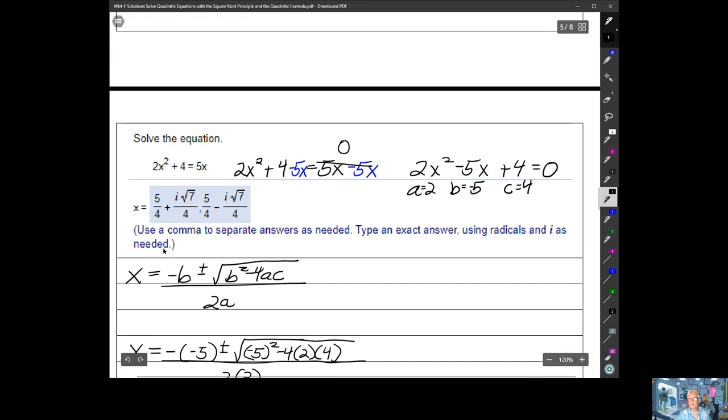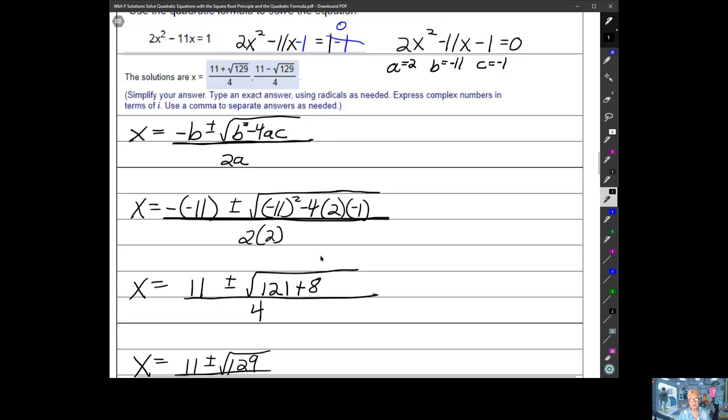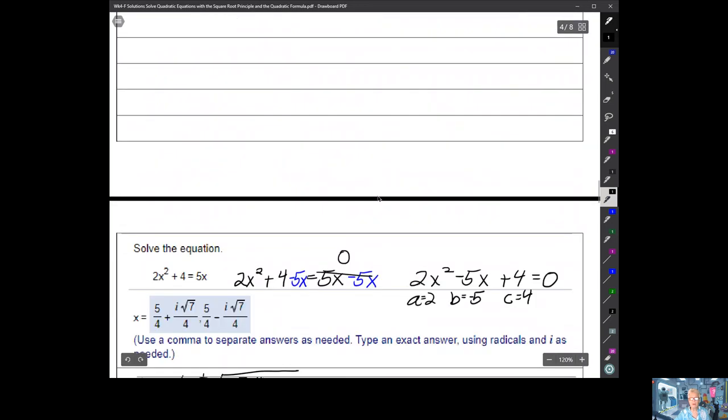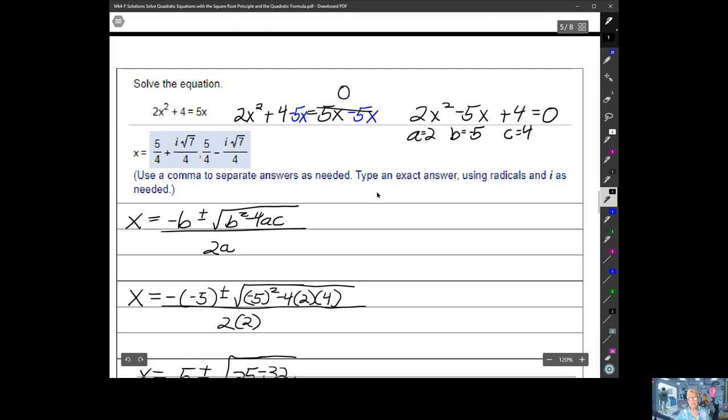So it doesn't say you actually have to put it in A plus BI form. On the other hand, back up here, simplify your answer. Type an exact answer using radicals as needed. Express complex numbers in terms of I. Use a comma to separate answers as needed. Here they don't say to use A plus BI form, but they do. So, given that you've got three chances for each homework problem, I would try it whatever way you like the first time. And if it's counted wrong, then do it the other way.